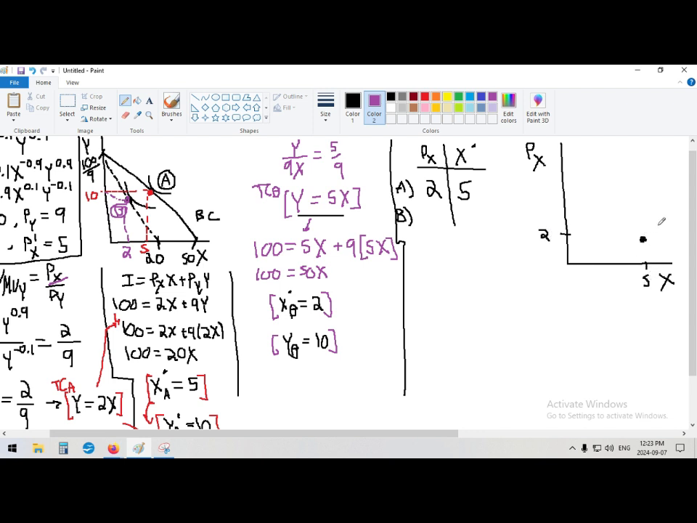And then the other one was 5 for the price, and we got an X of 2. So let's put that up here. So there's point B. So what we have to do here is to find the demand curve. We can just connect the dots with a straight line, and we can figure out what that is here.